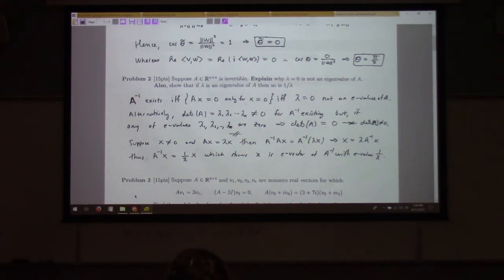The only argument I will not accept is something like saying, why is zero not an eigenvalue of A? Well, it's because you said that if A is invertible, zero is not an eigenvalue. That's not a proof. You're just restating the question again. There's always a subset of students who just restate the problem, and it makes me go.